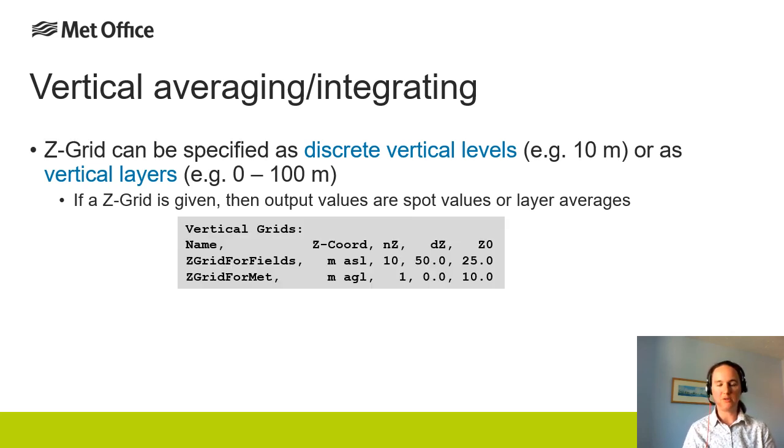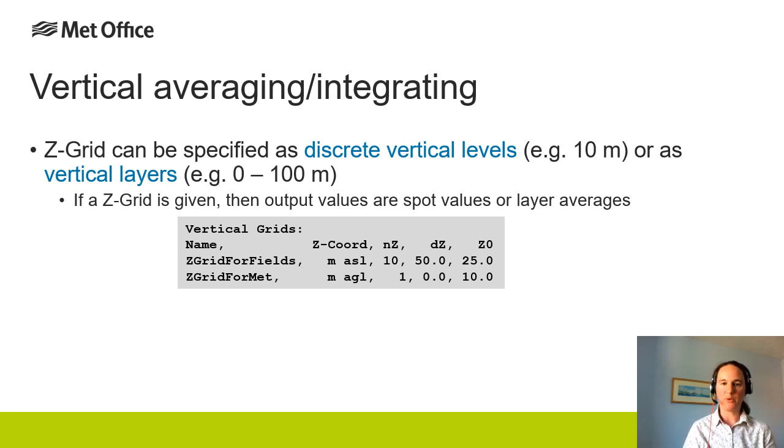So what does this look like? Well, like the horizontal grids, we have a block called vertical grids. Each vertical grid has a name, a coordinate, and then some dimension specifications. So our first grid here, zgrid for field, is specified in meters above sea level, MASL. And we can see here that we have 10 levels under NZ, and that each level is 50 meters high, and that our first level, our Z0, is at 25 meters. So our first level, being 50 meters high with a central point at 25 meters, will stretch from 0 meters to 50 meters.